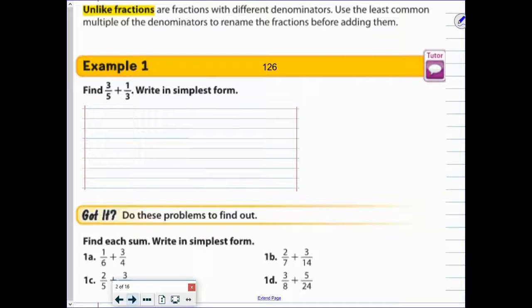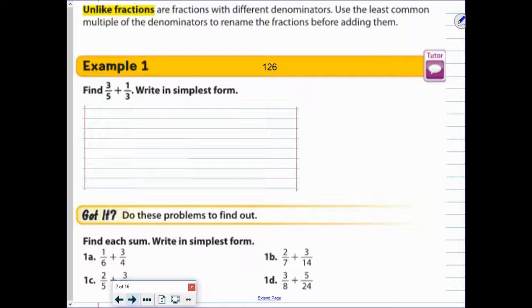For example, example 1, it says find 3/5 plus 1/3 and write it in simplest form. Well, 3/5 and 1/3 do not have the same denominator. So we're going to have to change those so that they have the least common denominator. In order to do that, I'm going to ask myself some questions. The first question I'm going to ask is, will the smaller denominator divide equally into the larger denominator? So will 3 divide into 5? The answer to that question is no, it won't. So I have to go on to my second question.